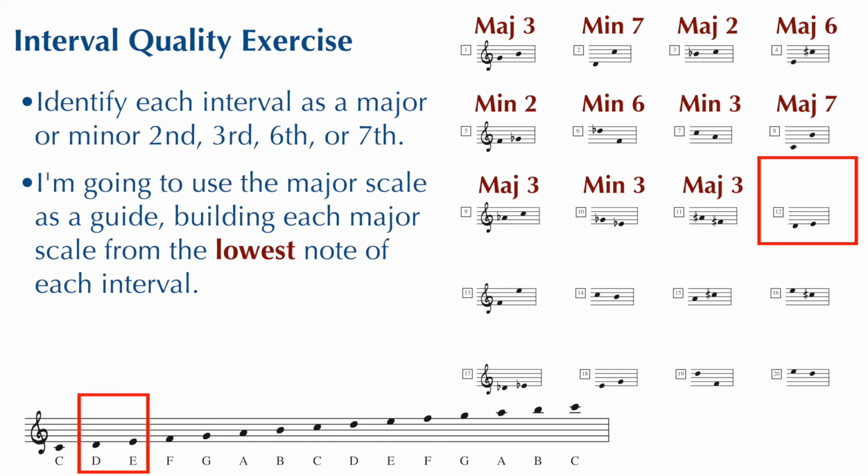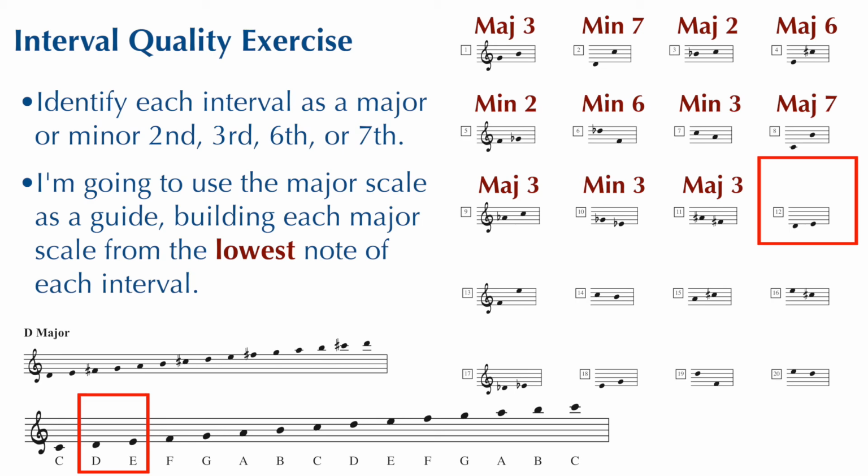Number 12, we have D to E. That's going to be a second. And then you construct a D major scale. Those first 2 notes of the D major scale are D and E. So D to E is a major second. And remember, one way to quickly identify major and minor seconds: a minor second's always going to be a half step. A major second is going to be a whole step.